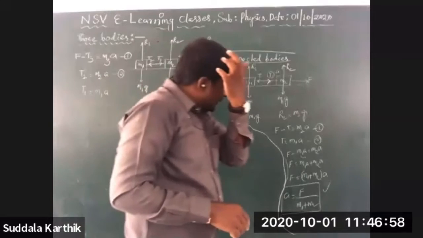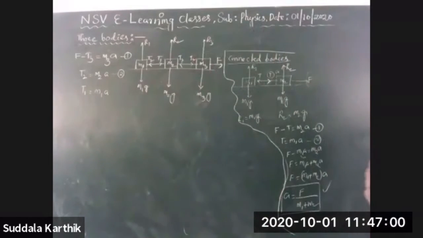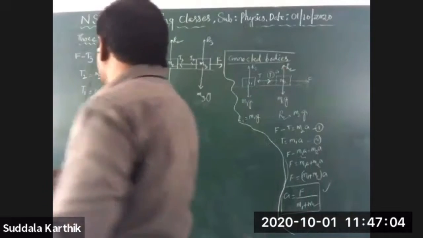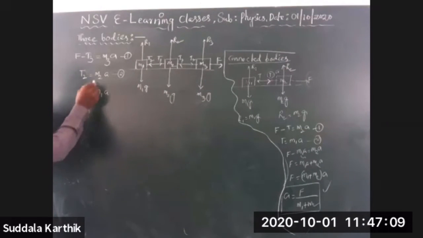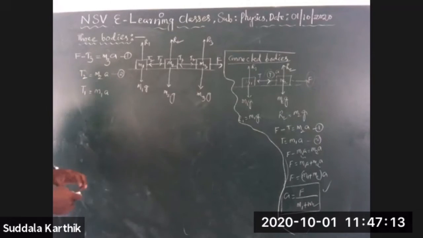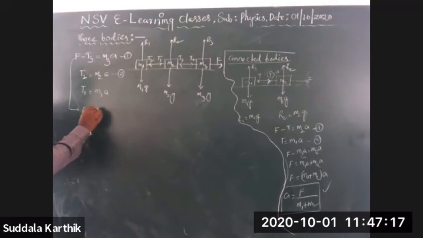T1 is equal to M1A, T2 is equal to M2A. How can you calculate T3, Nana? How can you calculate F? You can write from here F is equal to M3A plus T3, Nana.